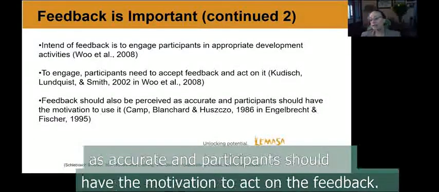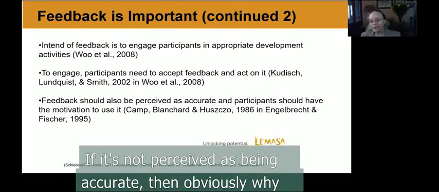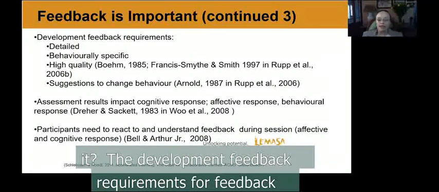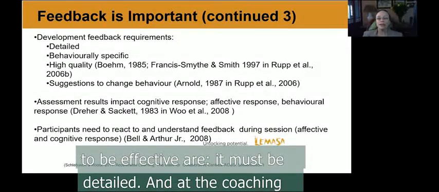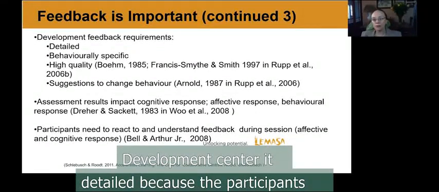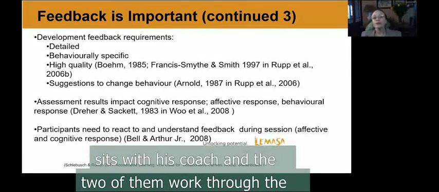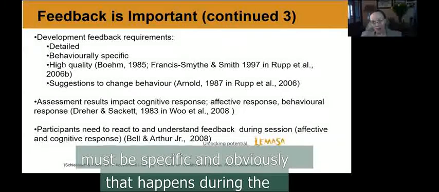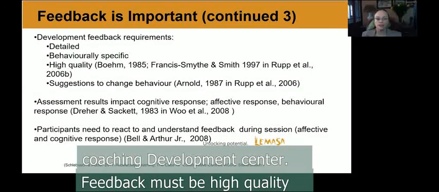Feedback should also be perceived as accurate, and participants should have motivation to use it. If it's not perceived as being accurate, then obviously why bother? It's not accurate, so why must I do anything about it? So the requirements for feedback to be effective: it must be detailed. And at the Coaching Development Center, it is detailed because the participant sits with his coach and the two of them work through the scoring rubric, behavioral element per behavioral element. It must be specific, and obviously that happens during a coaching development center.